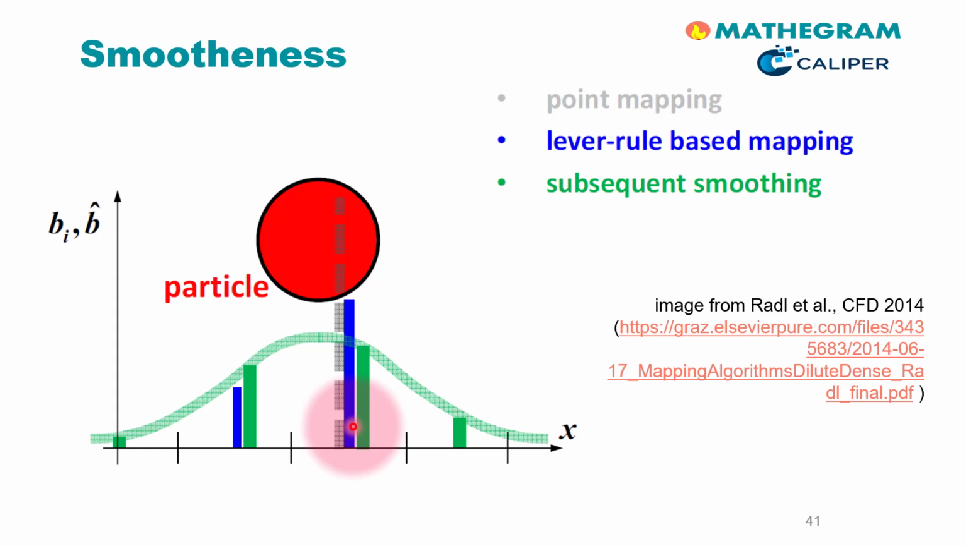A more suitable strategy is lever rule-based mapping as indicated in blue. We distribute the particle information to a set of neighboring cells, with each cell getting a fraction that is proportional to the inverse of the cell to particle distance. Much better, but still not smooth enough. Therefore, literature has already quite early, as you see here below with the publication of Pirker et al., introduced the idea of diffusive smoothing, which is illustrated in green in this figure.